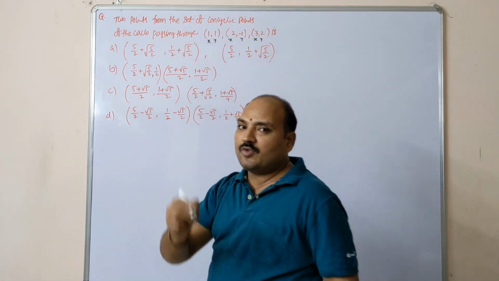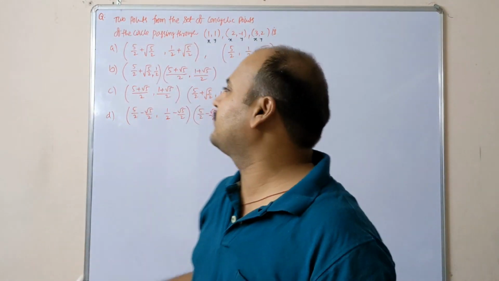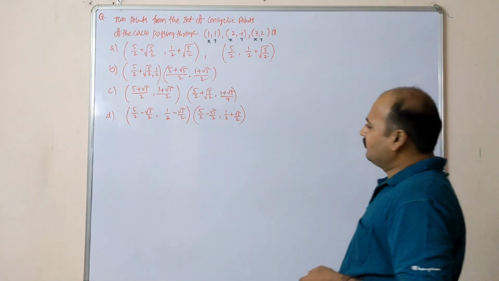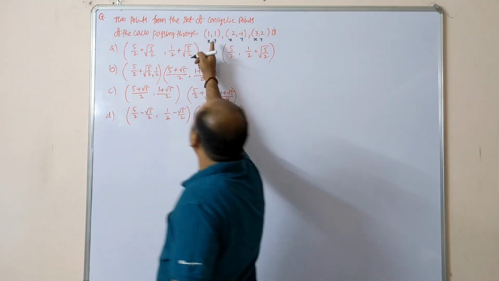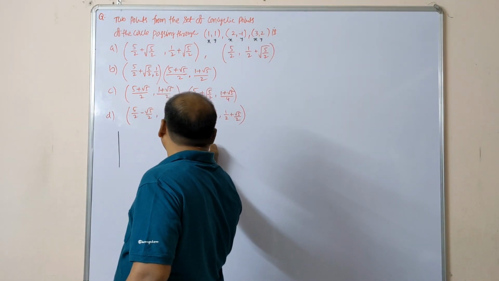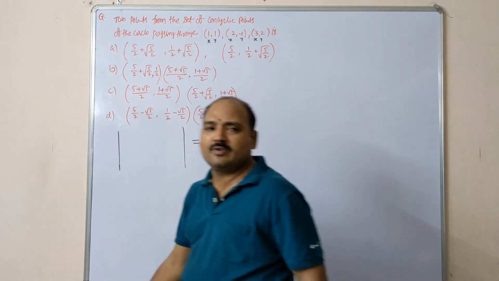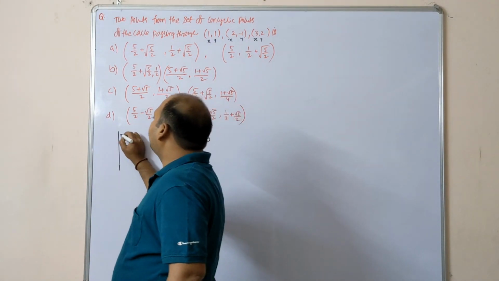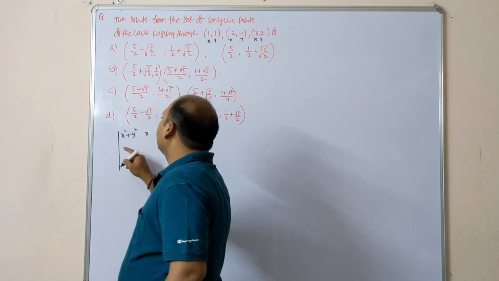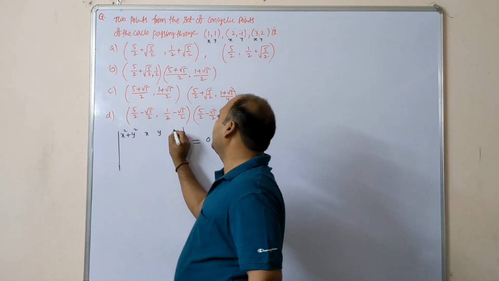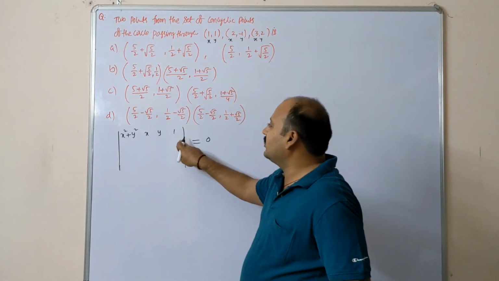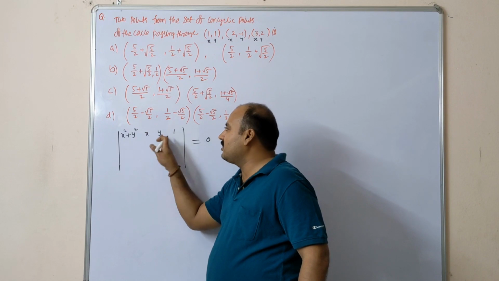So how to find it when 3 points are given? You can consider the general equation of the circle passing through these 3 points and solve the equations, we know that method. Instead of that, we can consider the equation of the circle passing through these 3 points in determinant form, which is there in your Telugu Academy textbook, dear students. In the first row, x square plus y square, in the second column x, third column y, and the constant 1 in the fourth column.